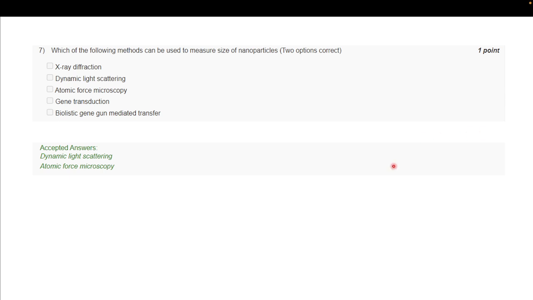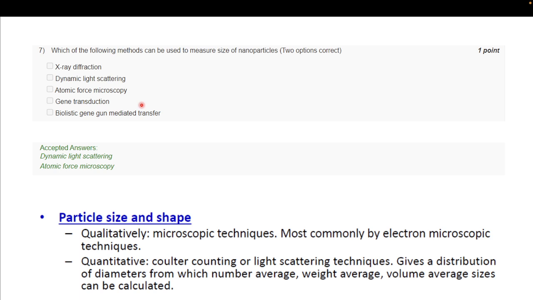So the correct methods that we can use to measure size of nanoparticles are dynamic light scattering and atomic force microscopy. The rest of the methods do not necessarily give you the size. X-ray diffraction is essentially used to know whether your material is crystalline or not, and if it's crystalline, then you can get the structure of, let's say, a protein. That's what XRD is used for. Gene transduction is not used for knowing the size, and ballistic gene gun mediated transfer is to transfer your gene inside the cells. It's not for size of the particles. So the correct option is dynamic light scattering and atomic force microscopy. No doubts in this, I assume. I'll move towards the next question.